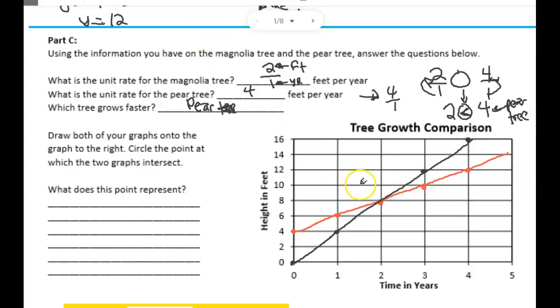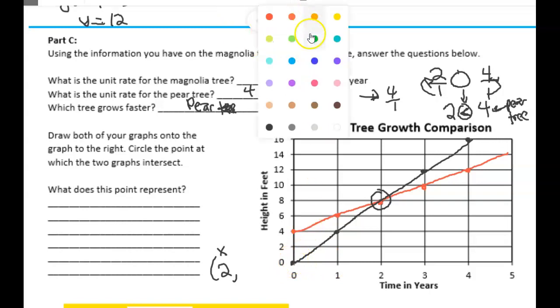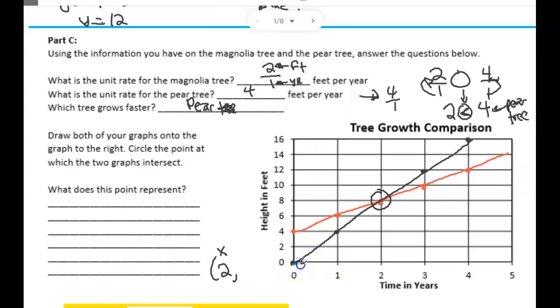Okay, let's see where it meets. So 0, 1, 2. On the x-axis is 2. Let me put that X over just so y'all can see. Then from there, let me get another color so y'all can see, because remember, that's the bottom part of my triangle right there.